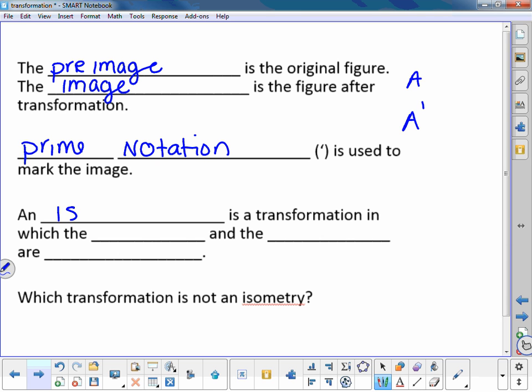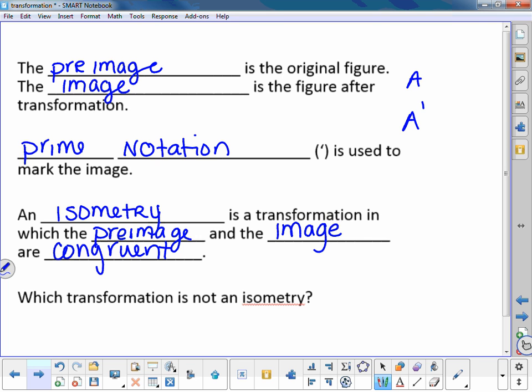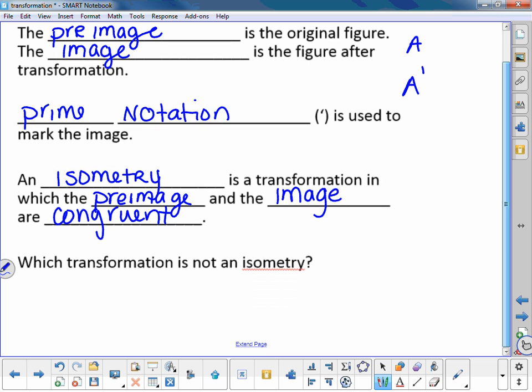Now, in geometry, going through a lot of vocabulary, an isometry is a transformation in which the pre-image and image, so the before and after image, are congruent. Okay? So, there is one transformation that does not have isometry, and that is dilation. Because in a dilation, the image is getting smaller or larger, so they are not congruent.